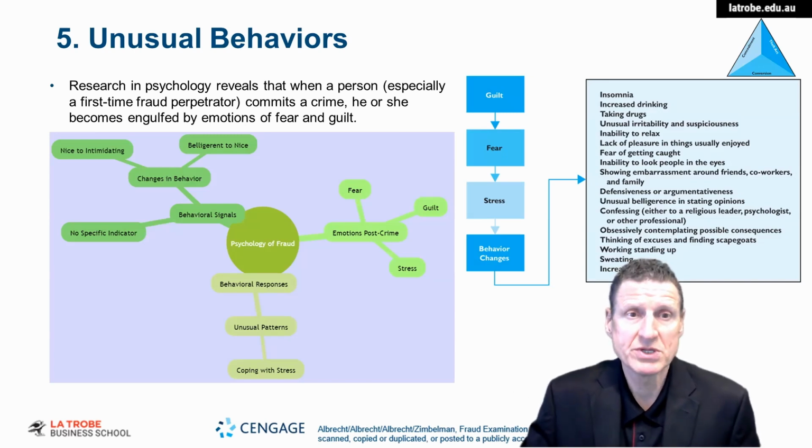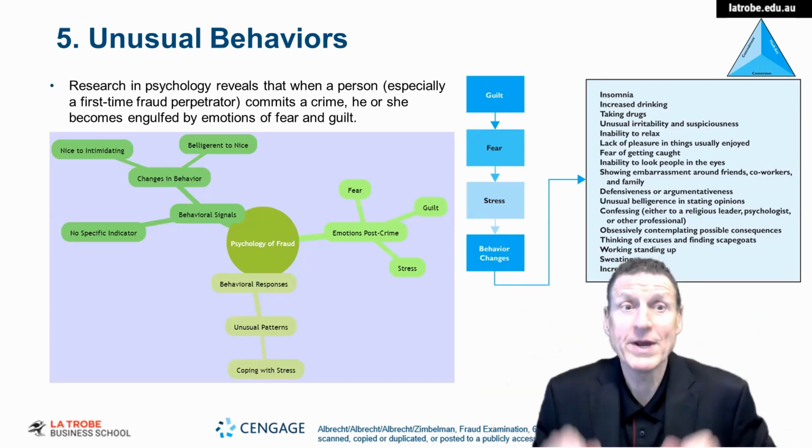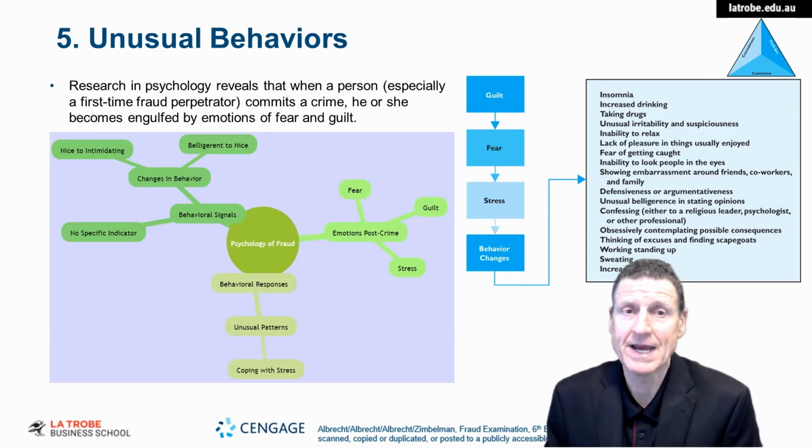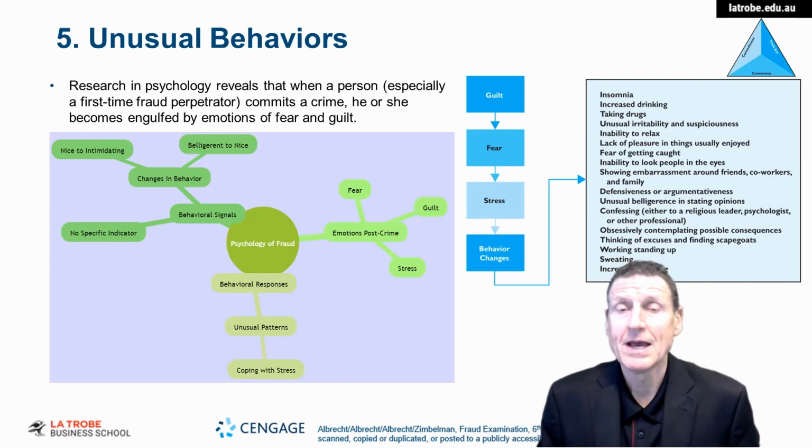These are emotions post-crime associated with fear, guilt, and stress. There's obviously behavioral responses, unusual patterns, and coping with stress. And then there are changes in behavior. That is, you go from very angry to being very, very nice. And it seems that not a day goes by where you have some predictable behavior. And you just don't know how someone's going to behave, whether the sun is up one day or it's raining, and then the behavior changes like the weather.